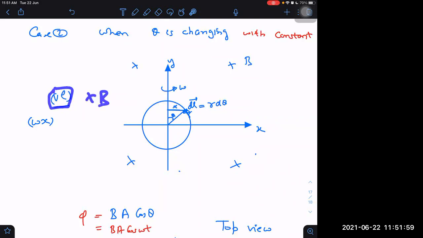That B I have to take care of separately. But at least V into DL I can write. Not L, V into DL I can write. Omega X into DL, and DL I can write as R d theta multiplied by B. That will definitely be changing angle. What angle will it be making now?